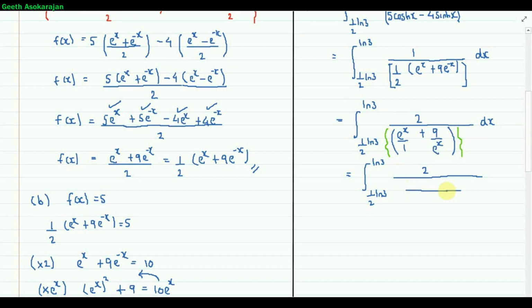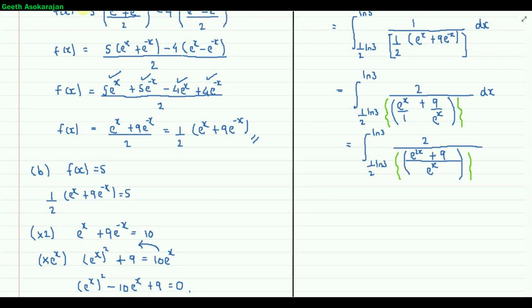Going back to my favourite colour, blue, of course. If I take a common denominator of e to the x, on the top we're going to have e to the x times e to the x, which is e to the 2x plus 9. So this is what we should have as a result of taking a common denominator of e to the x on the bottom as far as these green brackets are concerned.